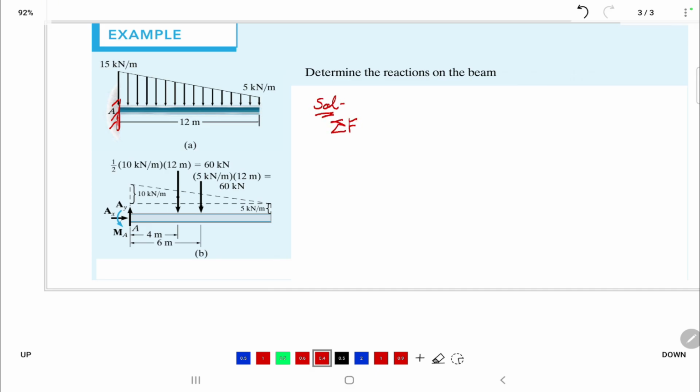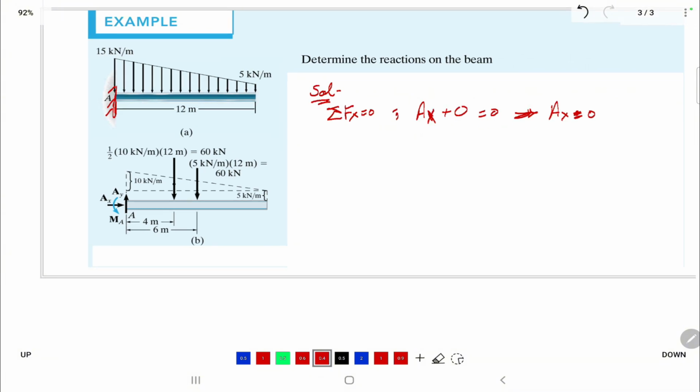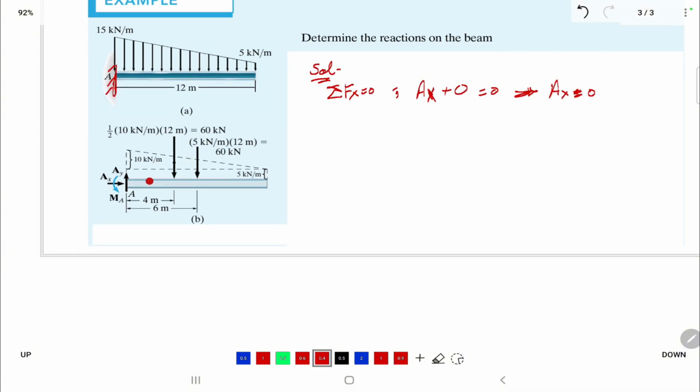Sigma Fx equal to 0, then AX plus nothing. We don't have any other reaction, so it is equal to 0. That means AX equal to 0. Okay, now AY.